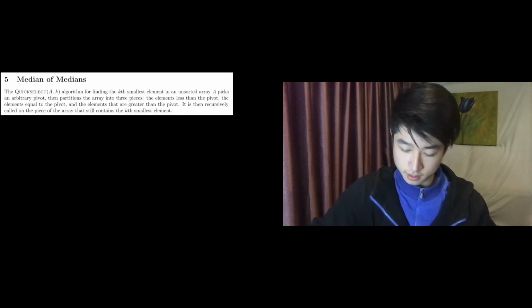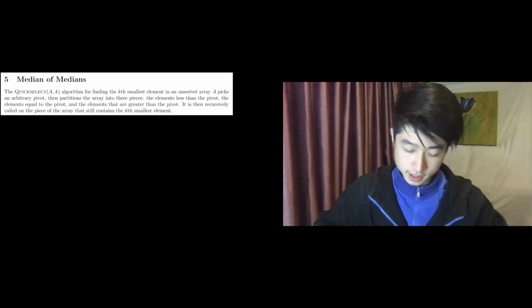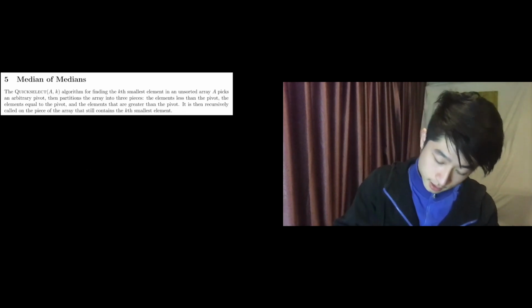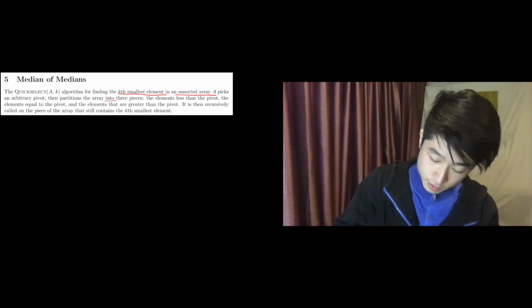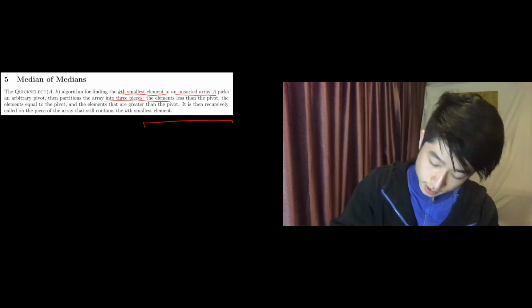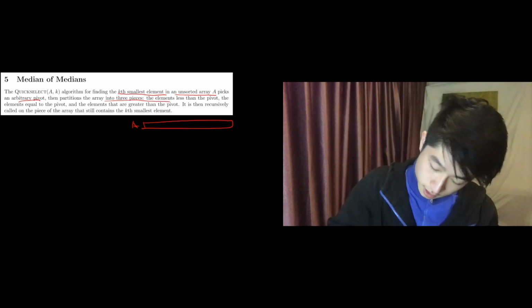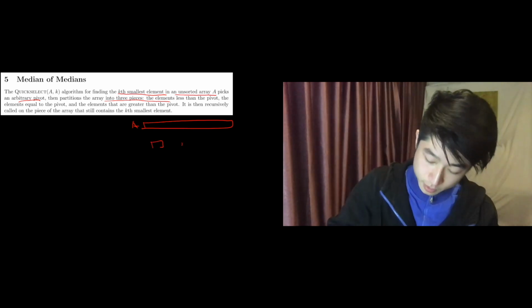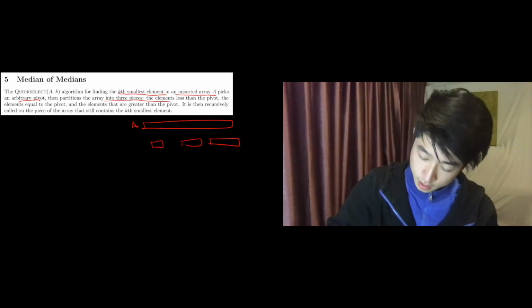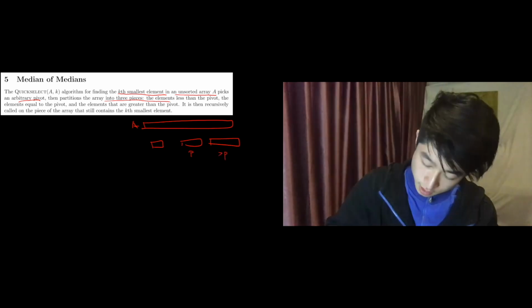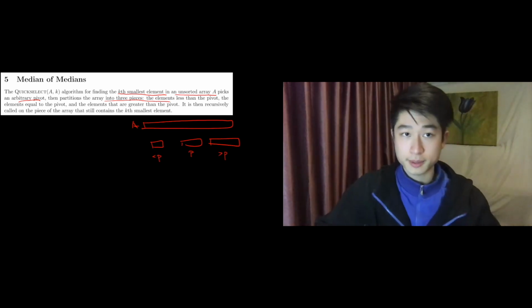Okay, so this begins by describing a naive quickselect algorithm for finding the kth smallest element in an unsorted array A. Essentially, it picks an arbitrary pivot P and partitions the array into 3 pieces. So if you have an array here, you randomly choose an arbitrary pivot P, and then you partition it into 3 arrays: the middle array is equal to P, and then the other arrays are elements greater and elements smaller than P.